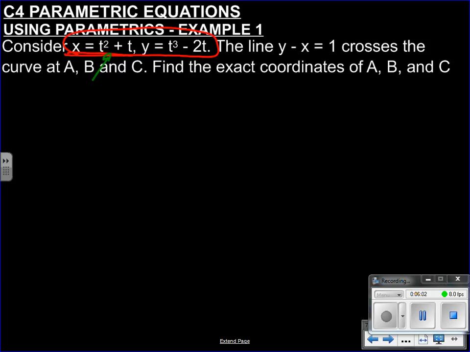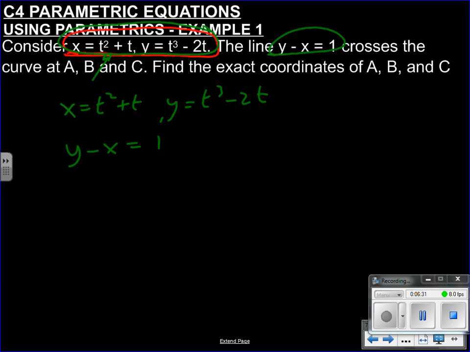Now, it's a complete waste of time making that Cartesian form. What you need to understand is that when these two curves intersect, x and y are the same, aren't they? In all intersections, they're the same. So y minus x equals 1. That x is the same as that x, and that y is the same as that y.